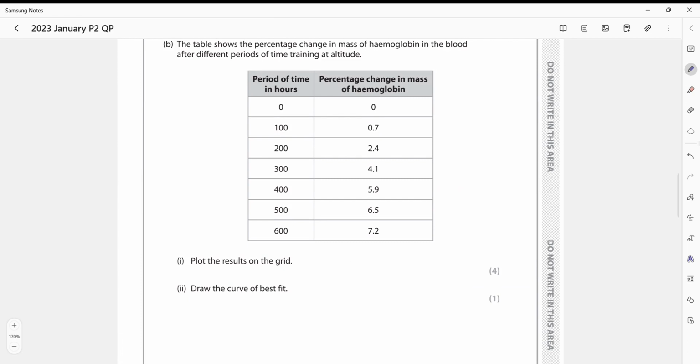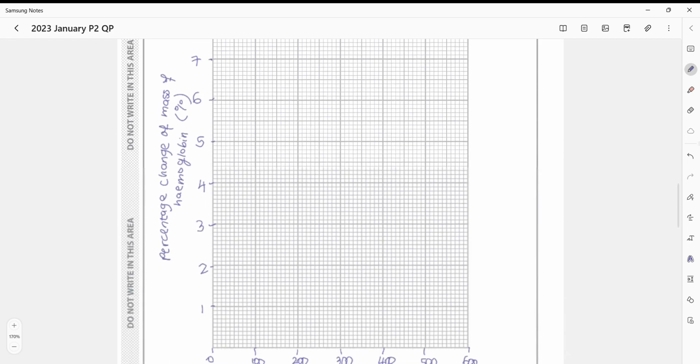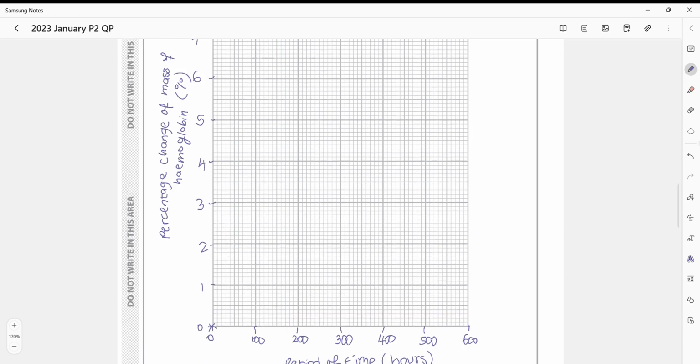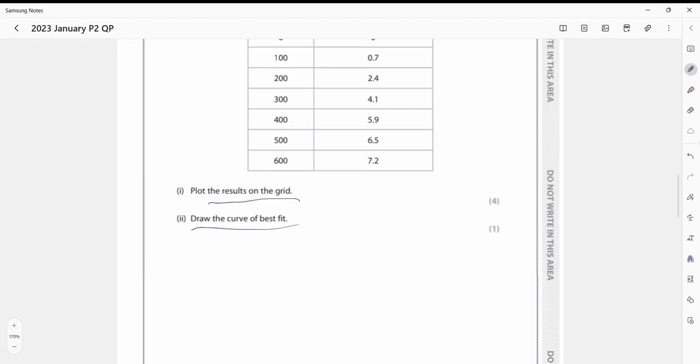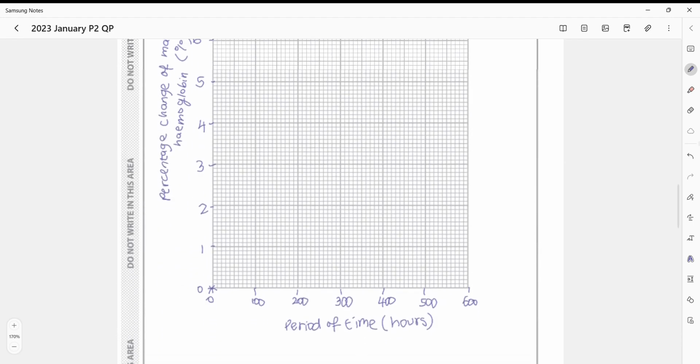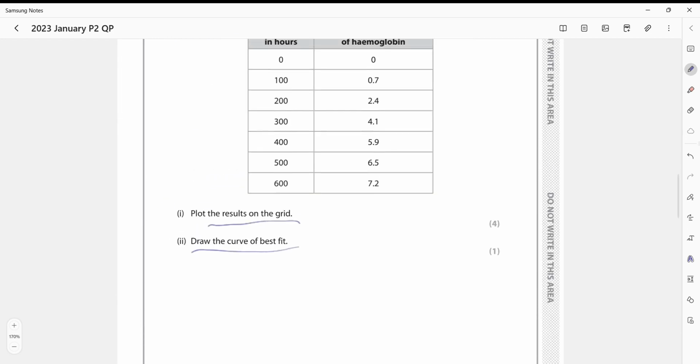So we're supposed to plot the results on the grid and then draw a curve of best fit. The first point is 0, 0, so that'll be all the way here. I forgot to write this down, 0. So 0, 0. The next one is 100 and 0.7. So 100 and 0.7, so it's 987. Yep, so we draw a little X there.